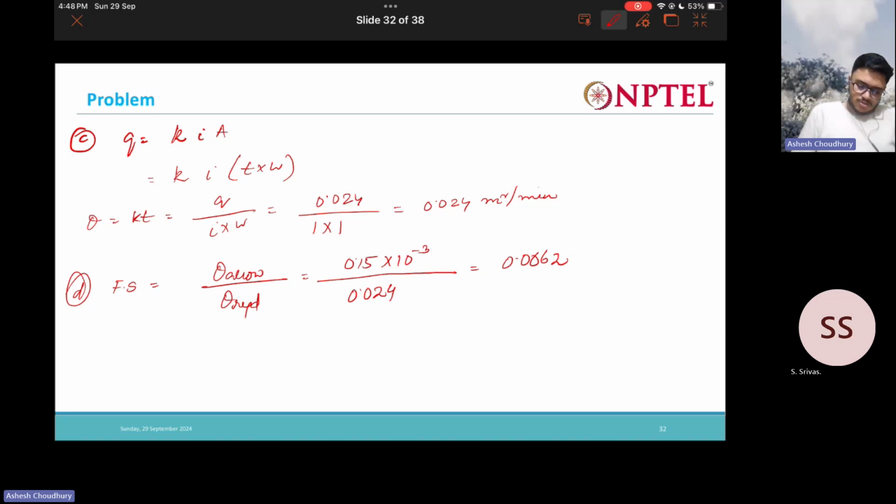So this is not acceptable, very low. We need to use some other geosynthetic, some other property of geosynthetic. We have to change this geosynthetic. We need to use some other.